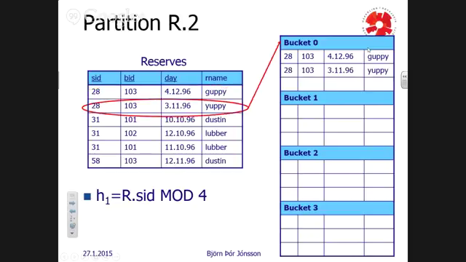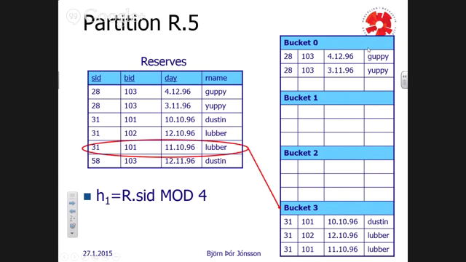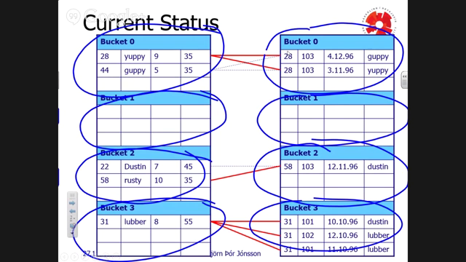We do the partitioning. First two go to bucket 0, the next 3 go to bucket 1, and then to bucket 2, and we're done. And this is on disk. So typically you would have a buffer in memory, and then you put things to disk. And so we have a current status with beautiful drawings.